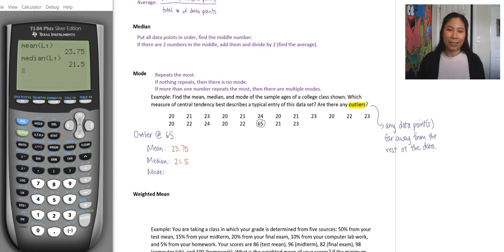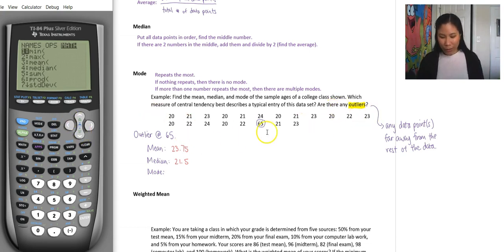Unfortunately, the calculator does not find the mode for you. Even if you check that same spot where we do all our calculations, mode is not one of the choices here. That's unfortunate, but mode is easy to find. Just look through your data set for what repeated the most.